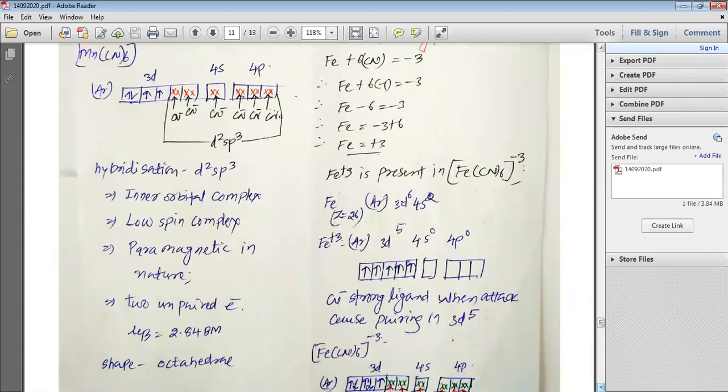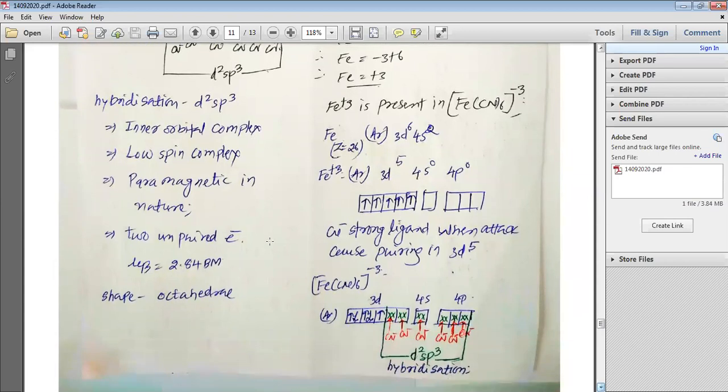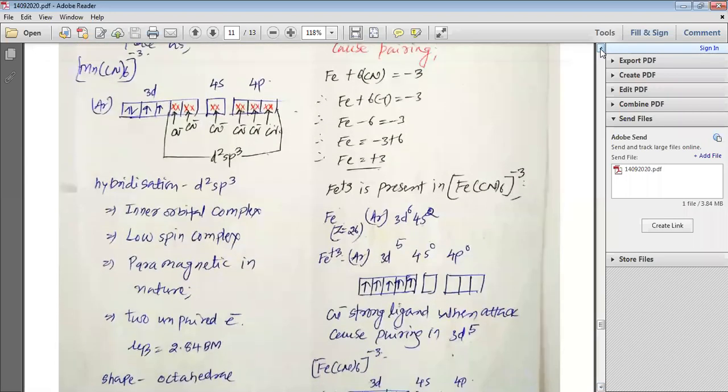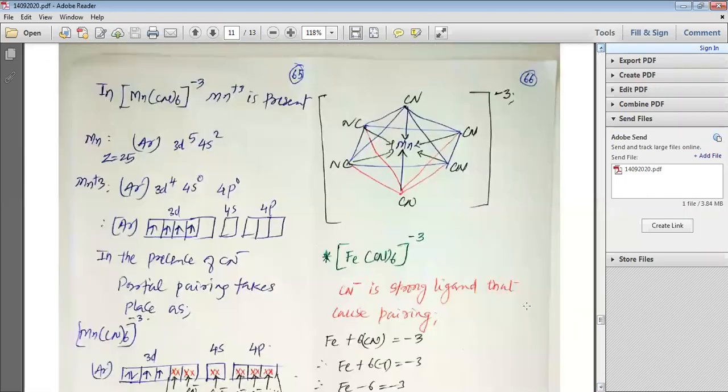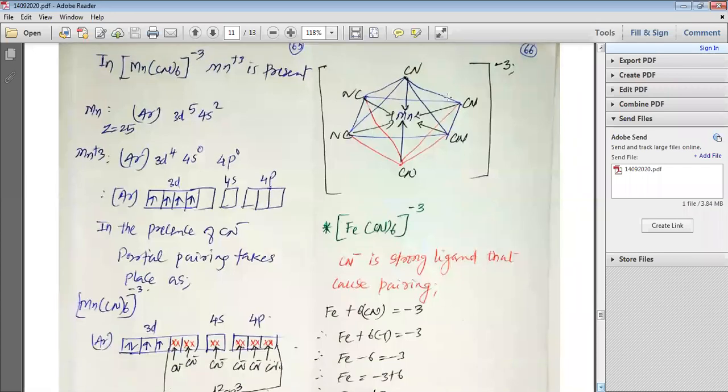The hybridization is d2sp3. It is an inner orbital complex which is a low spin complex. It is paramagnetic in nature and 2 unpaired electrons are found, and that is why mu is considered to be 2.84 Bohr magneton. The shape is octahedral, my dear students, and you can see on your screen I have explained to you the octahedral Mn(CN)6 minus 3.